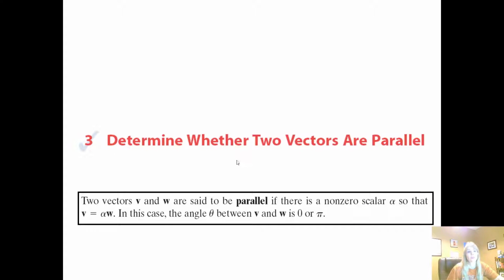Let's see how to determine whether two vectors are parallel. It says here two vectors, v and w, are said to be parallel if there is a non-zero scalar alpha, so some number, so that one vector is a scalar multiple of the other. In this case, the angle between the two vectors is either 0 or pi.